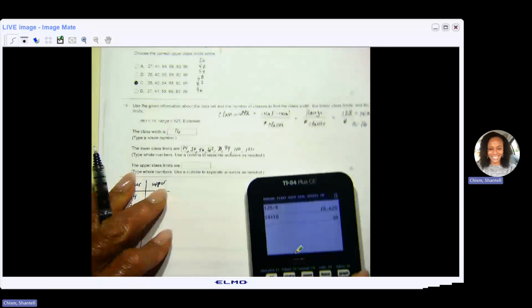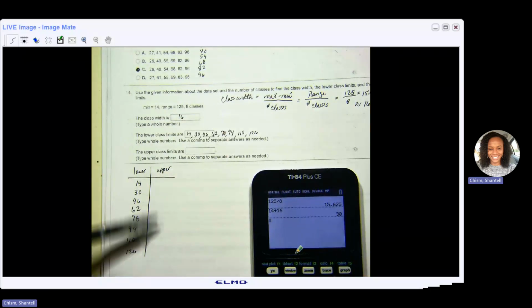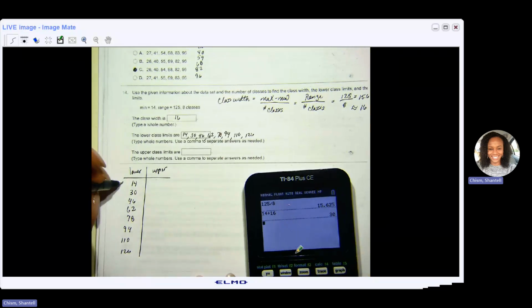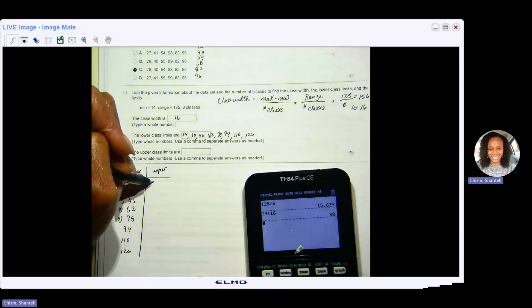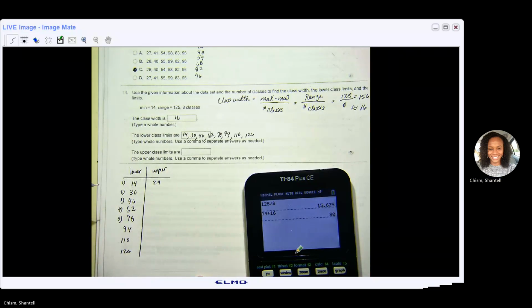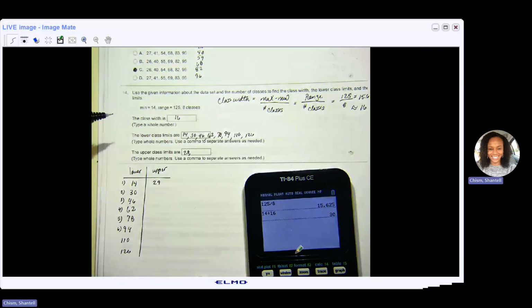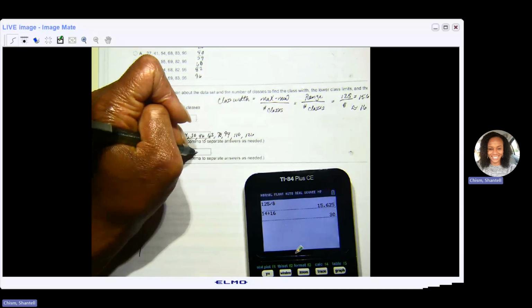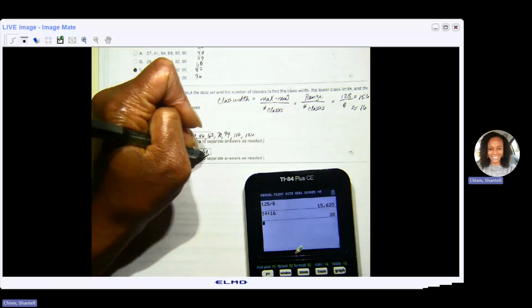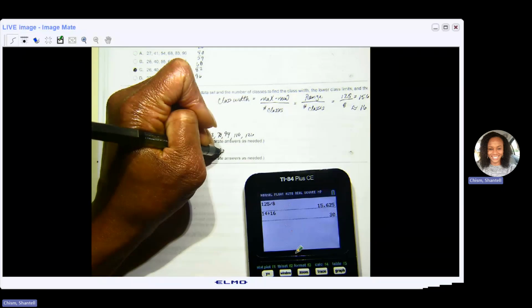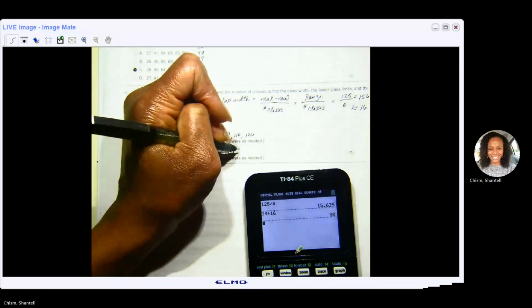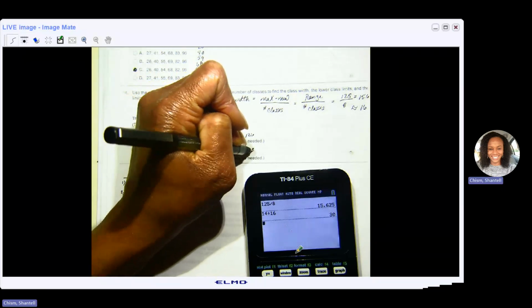I'm going to do the same thing with the uppers, but I have to have my starting point. I have to have my first class upper limit. If class 2 begins at 30, then class 1 had to end right before that at 29. Okay? So I'll have 29, then I'll add 16. That'll give me 45, 61, 77, 93, 109, 125, and then 141.